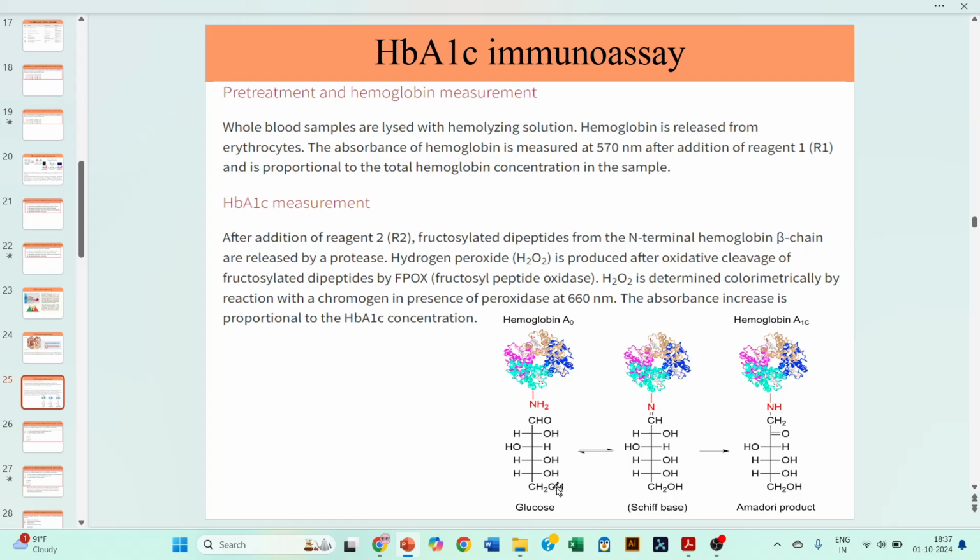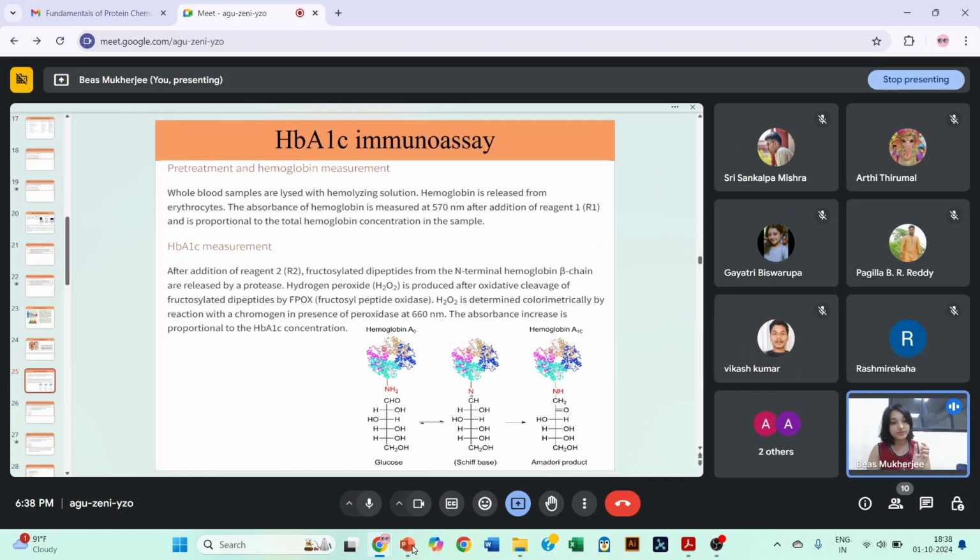Now what happens? You are adding glucose molecule. So this gets attached and the Schiff's base is forming. You know that Schiff's base is going to give you color, right? And that is why there is colorimetric detection. So H2O2 is produced, a different enzyme is used. So if you're interested, you can read about all of these different components, exactly what is happening.